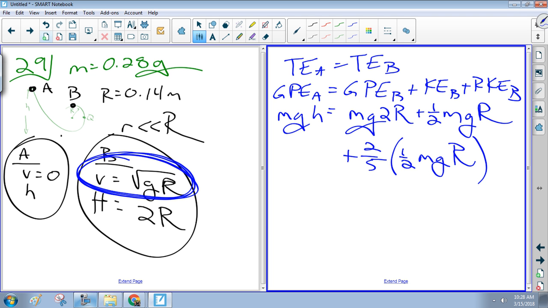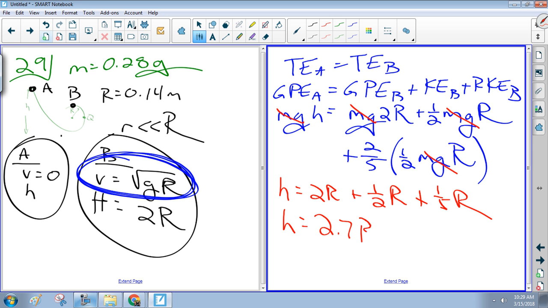Alrighty, so let's solve this mess. We're trying to solve for H, right? So, anybody notice anything useful? All of the MGs cancel. So I'm left with H equals 2R plus 1/2 R plus, what's half of 2/5? 1/5, right? 2/10. Yes. My bad. So your H ends up being 2.7 R.